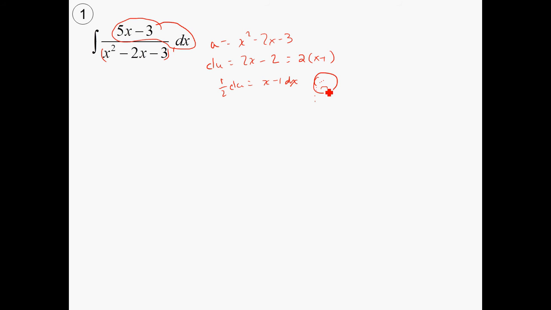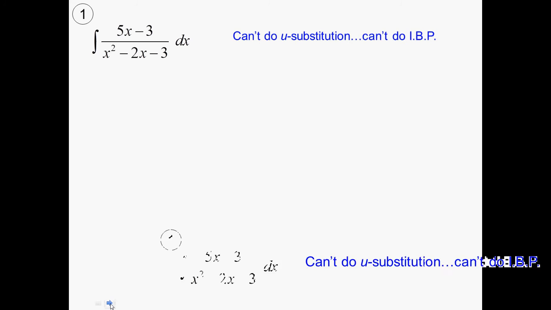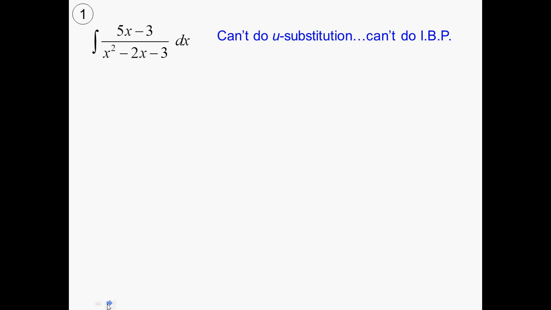No. Cry. Mad cry. That doesn't work. But I thought of it first. I try to avoid partial fractions if I can. Alright. So, I can't use u substitution. I can't do integration by parts either.